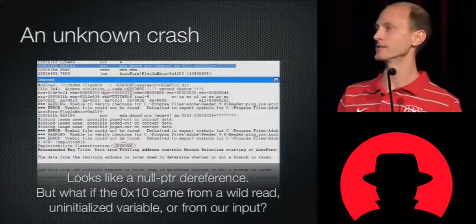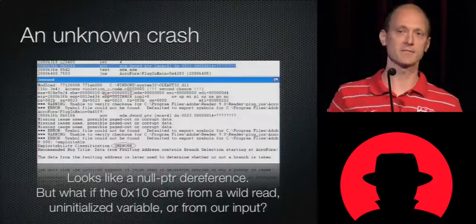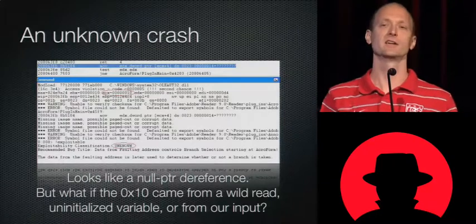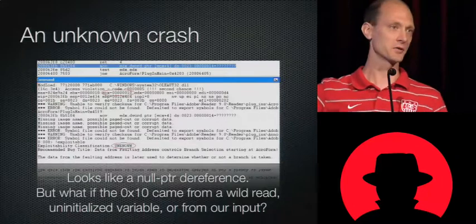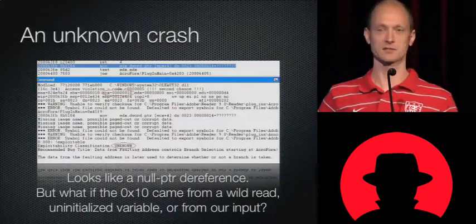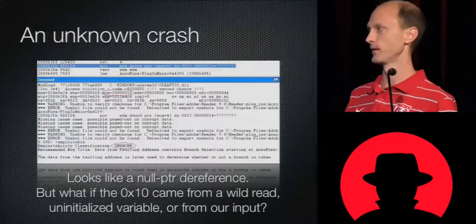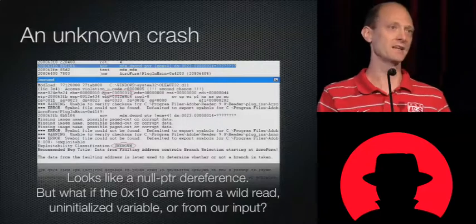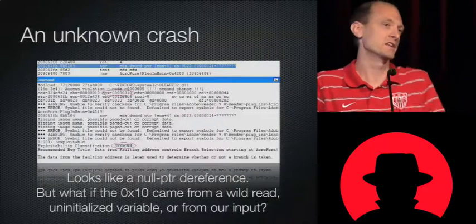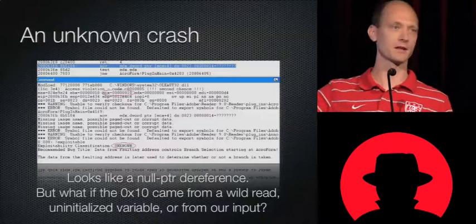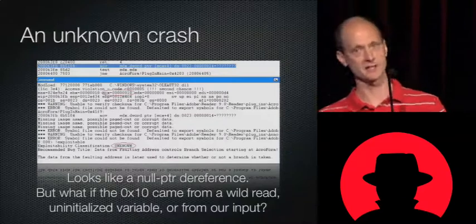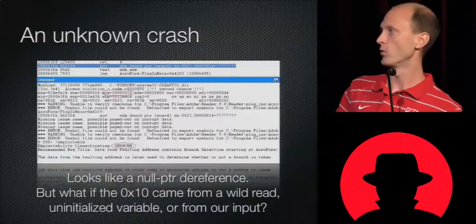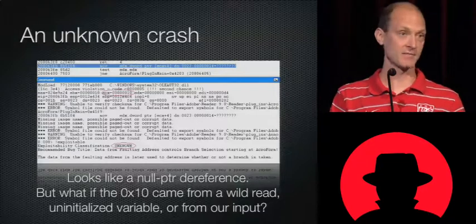like, maybe it's not, right? What happens if that 10 came from a wild read? It could have been some other value, and then maybe it writes to that value, and it would have been exploitable, and I would have been really mad if I missed that. Or maybe the 10 or the 0 came from an uninitialized value, from some buffer that hadn't been initialized, and had I arranged things, I could have controlled that. Or maybe that 10 came from my input.